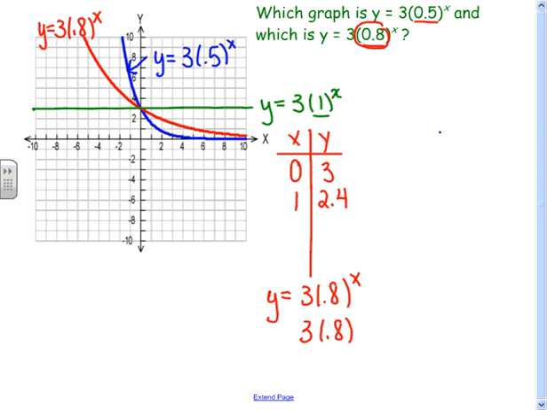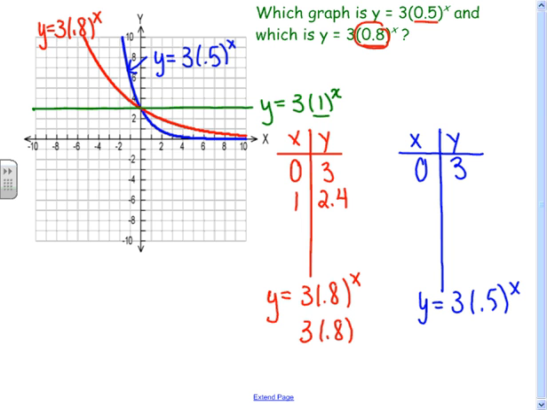Now with the other equation, when we put 0 in for x, we also get 3 for y. When we put 1 for x, we get 1.5 for y.